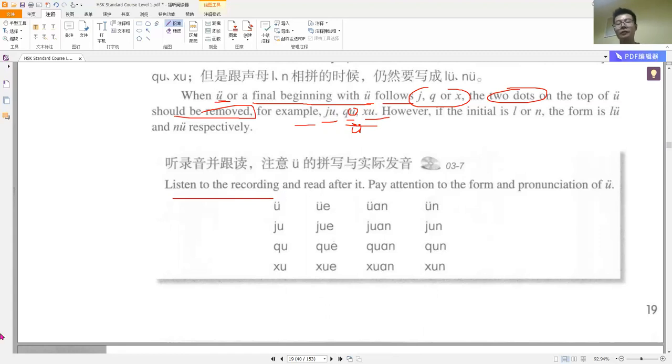Now, listen and read after me. Yu. Yu. Ju. Chu. Shu. Okay. Yue, yue, yue. It's quick. Jue. Chue. Shue. Yu. Yuan, yuan. It's pronounced yuan. Juan. Xuan. Chuan. Juan. Xuan. Yuan. It's pronounced yuan.